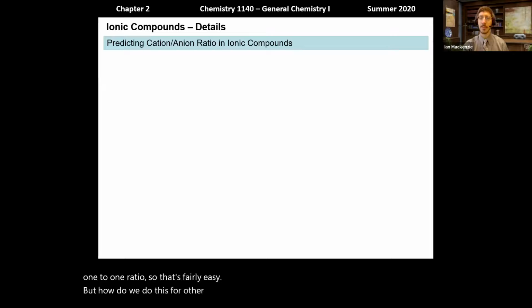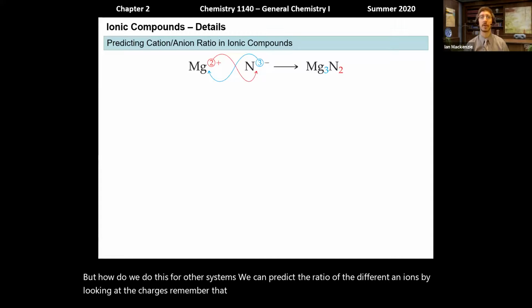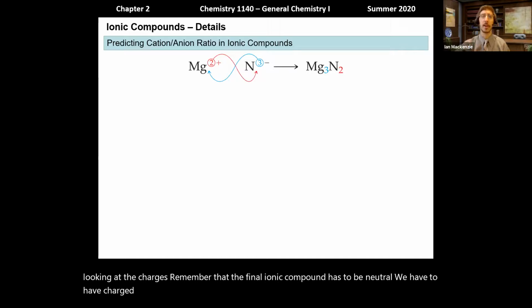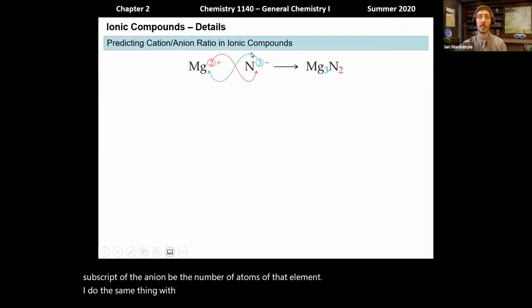Well, we can predict the ratio of the different ions by looking at the charges. Remember that the final ionic compound has to be neutral. We have to have charge balance. And so we can do this by looking at the charges that we're given. So if we take the charge of the cation and look at its magnitude and make that magnitude be the subscript of the anion, the number of atoms of that element. I do the same thing with the charge of the anion and bring it over to make it the subscript, the number of atoms of the cation.